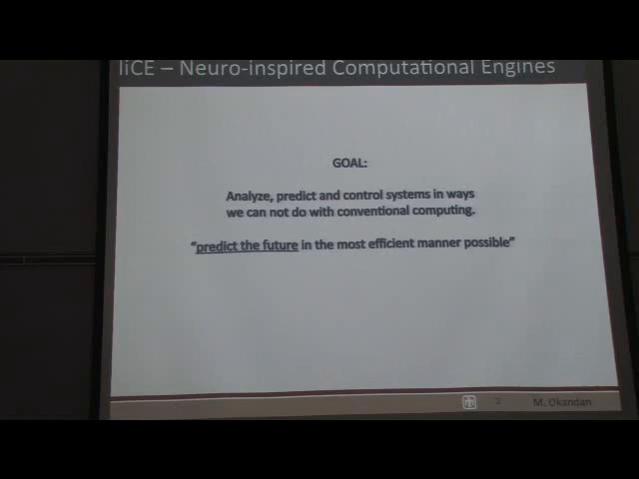Neuromorphic computing, you can change the name, but basically the goal is to analyze, predict, and control systems in ways that we cannot do with conventional computing. If you're coming from electrical engineering or computer science, that might mean something a little different than if you're coming from neuroscience, and we'll get into those details. One of the key things we're trying to do is predict the future, in the sense that you know certain things are going to happen a certain way. How can you make those predictions better? I'll talk about that in more detail.